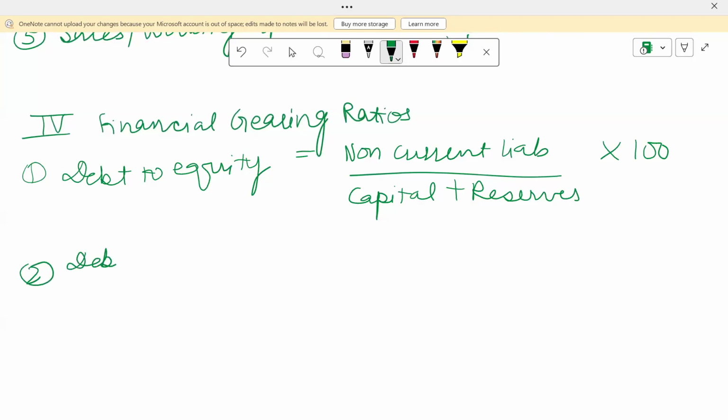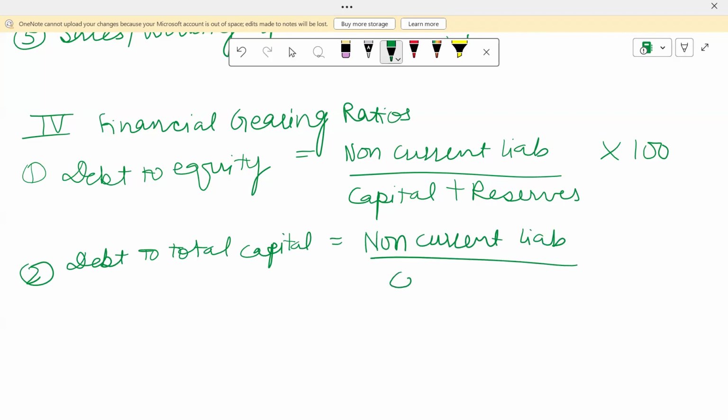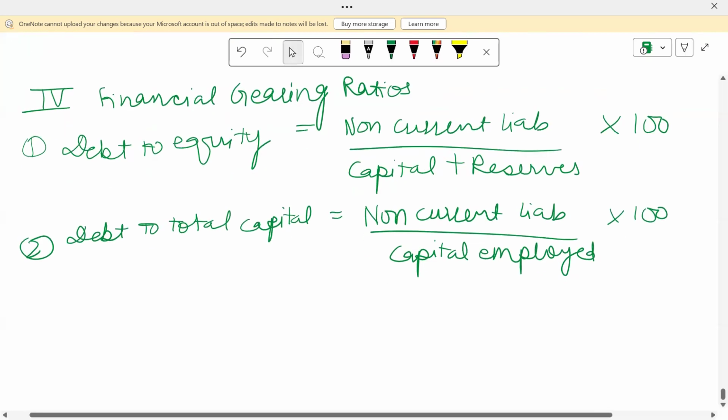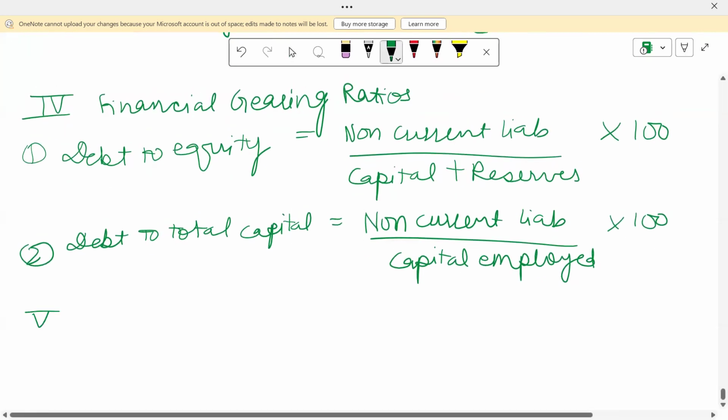Then the next one is debt to total capital. So here you are comparing how much is your debt compared to the total capital that you have. So here the numerator remains the same, just the denominator is changing, which is capital employed. Now you multiply this by 100 and you have your ratio. So this was about financial gearing ratios.